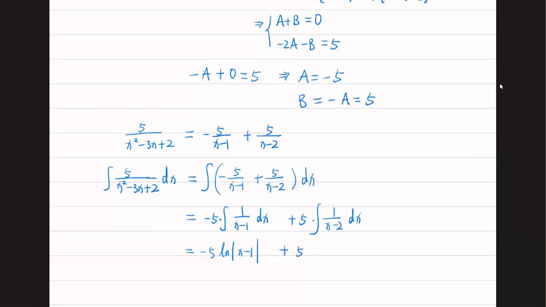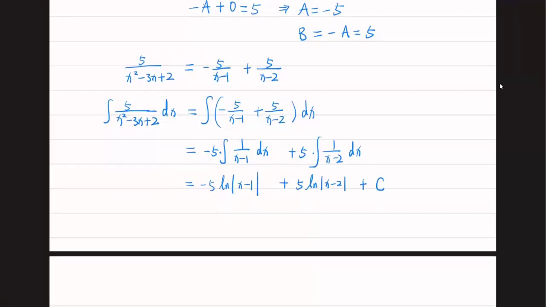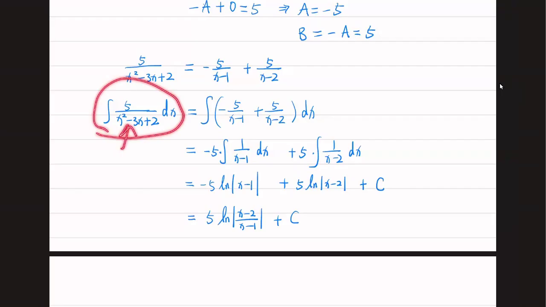5. And Elisa, the second one. ln absolute value of x minus 2. Okay, now the integration constant. And we have the rule for this logarithm, so we can simplify this a little bit. The difference will be the quotient. Okay. That's how we integrate this rational function. We use the partial fraction decomposition to reduce it to much simpler ones.